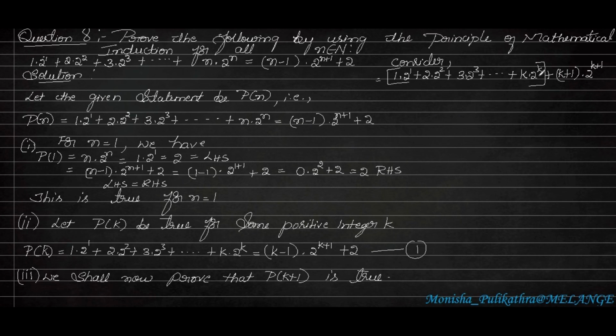So here, for this series, we have to equate equation 1 form of it. So equation 1 up to k into 2 to the power of k is equal to, so this form. So we have to equate equation 1 to this series. So it will become k minus 1 into 2 to the power of k plus 1 plus 2 plus k plus 1 2 to the power of k plus 1. Okay.